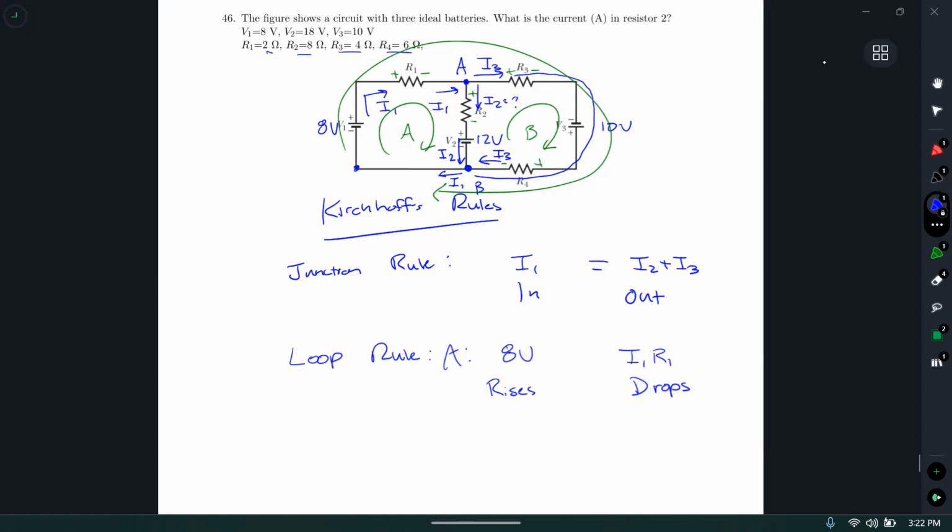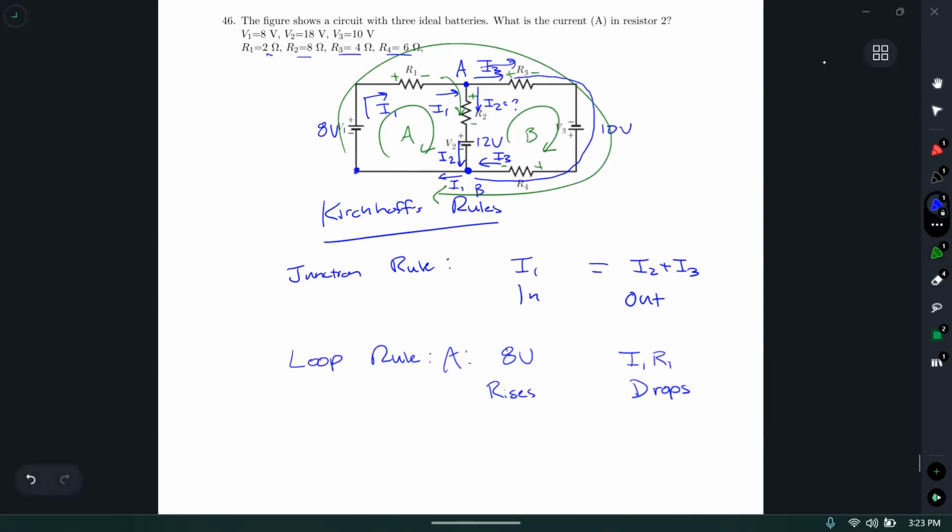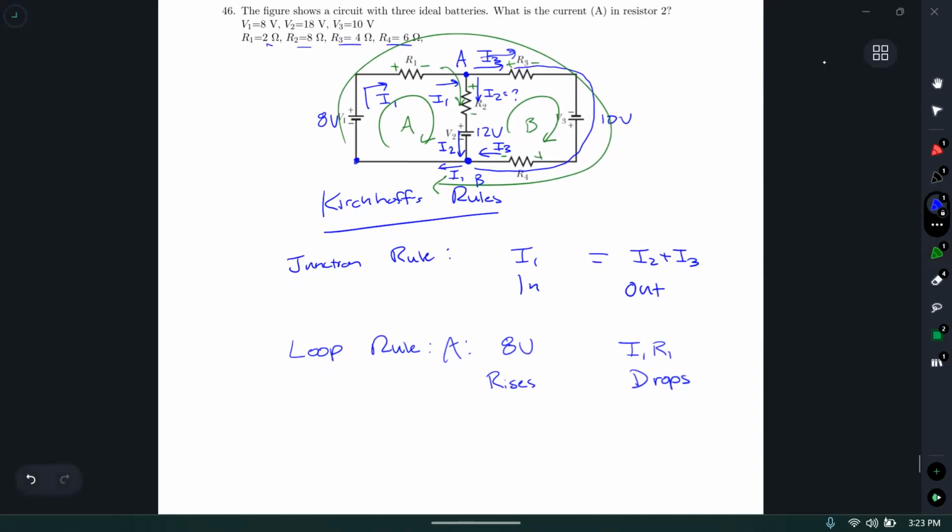I keep going around my loop. I don't go off all the way into this other loop on the right side. I don't keep going that way. I make sure I continue around this loop that I've drawn. And so I go through this branch, I'm seeing now that I go from positive to negative. So that is another drop, I2 R2.